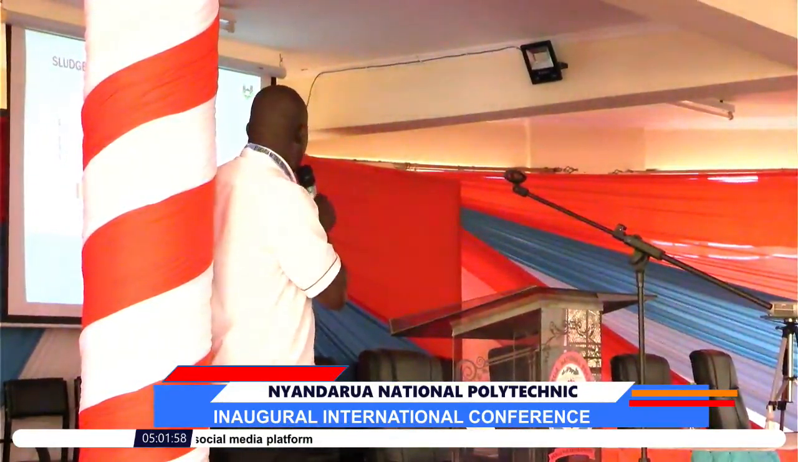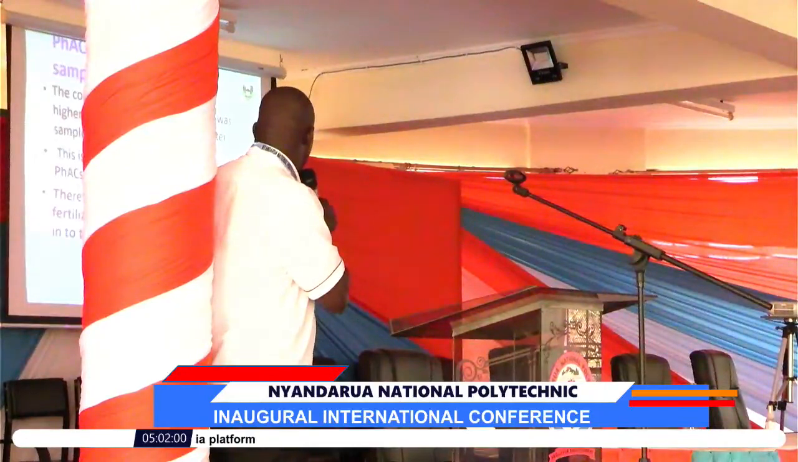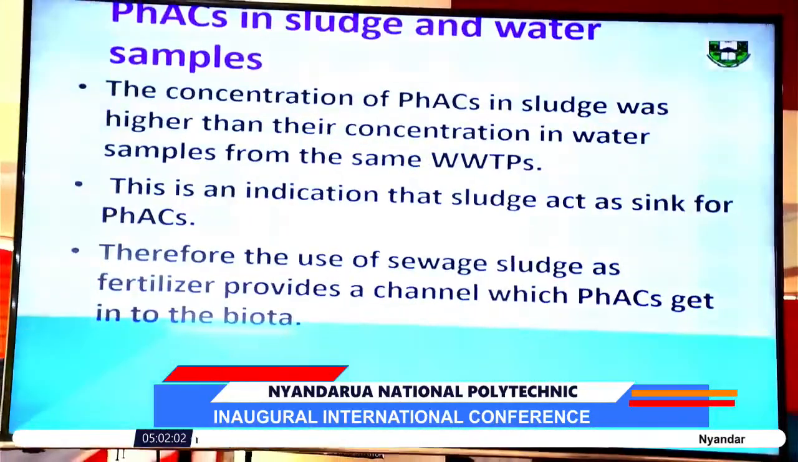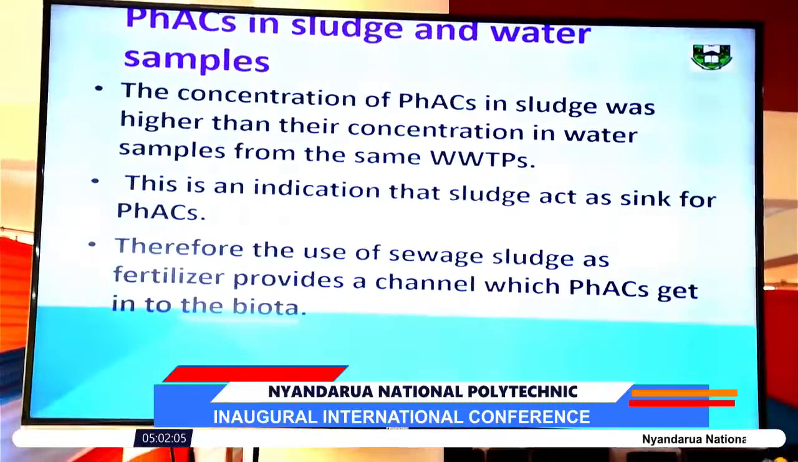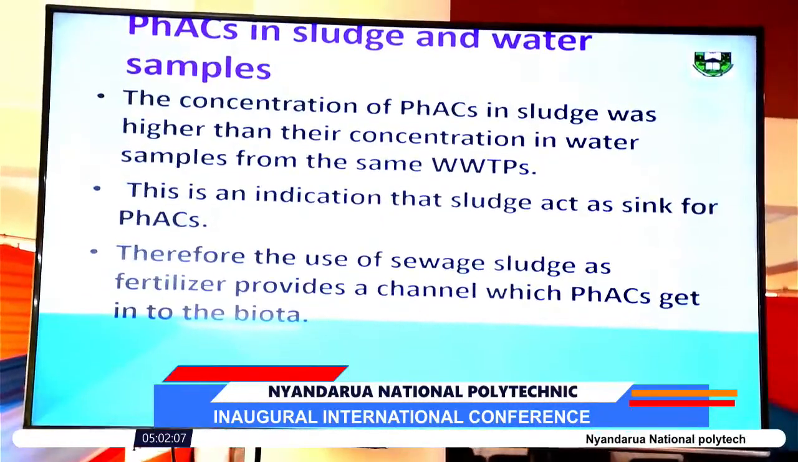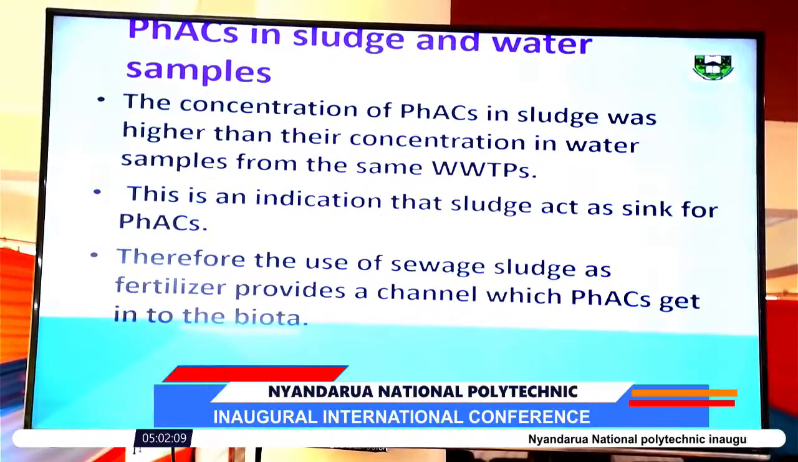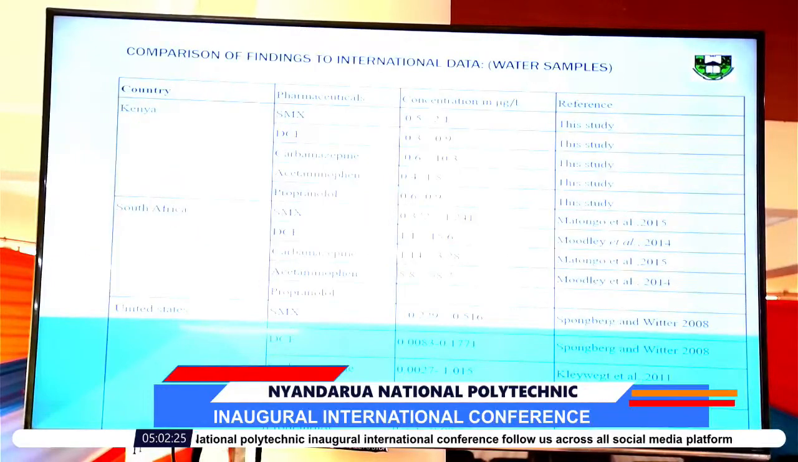For sludge, it was the same. We also realized that the concentration of pharmaceuticals in sludge was higher. This is an indication that sludge acts as a sink for these pharmaceuticals, and therefore the use of sludge as fertilizer provides a channel through which pharmaceuticals can get into the biota. We compared with other studies, like in South Africa and the United States.